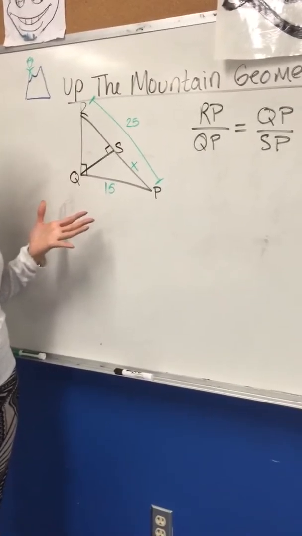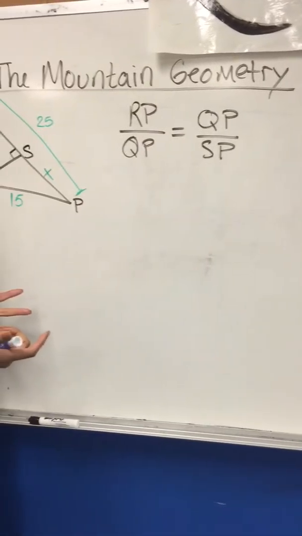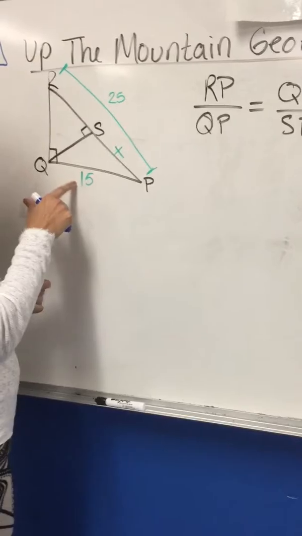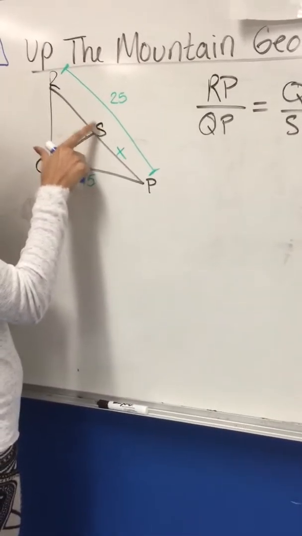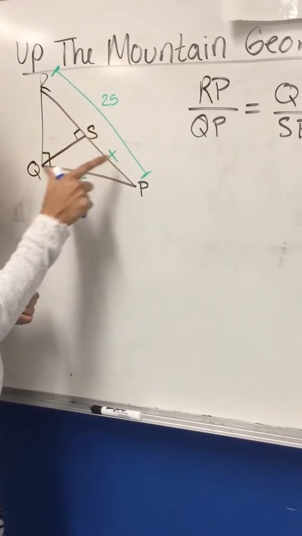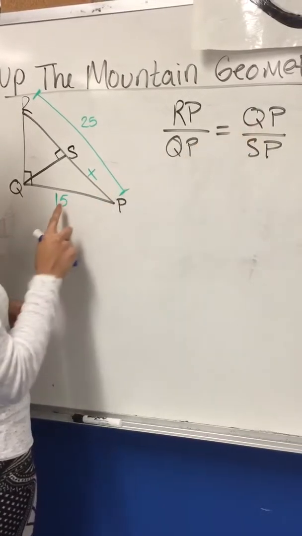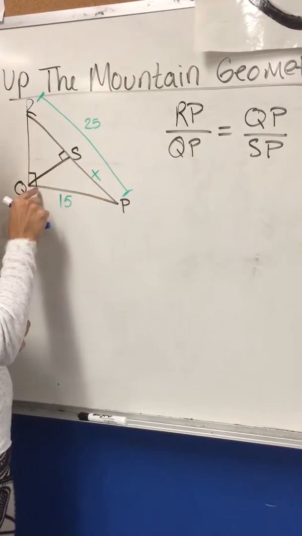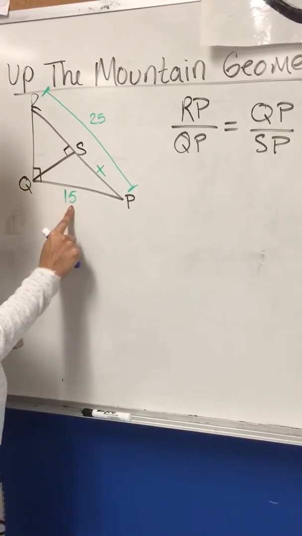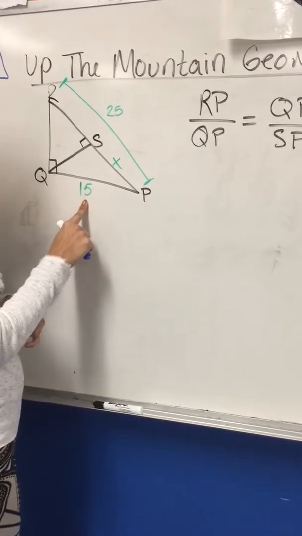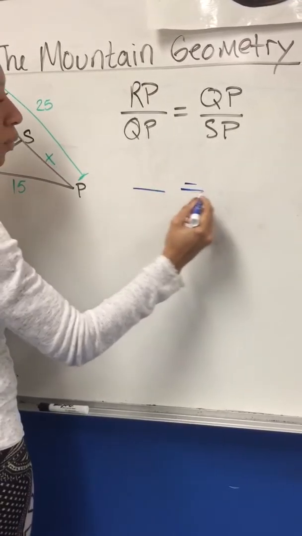So let's go ahead and find it. I already have the proportion set up for you. All we are doing again is using the legs of the right triangle in order to find missing parts on the base, okay? So what does that look like? QP in this case, which is a leg of the larger right triangle, is our geometric mean for this time being. But we actually know what it is. 15 is the length of QP. So I would go ahead and write that into my proportion.